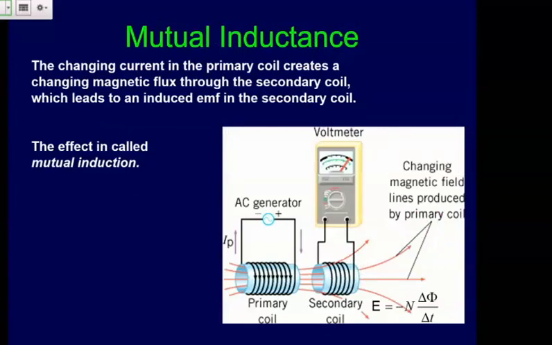The way these things work is this phenomenon called mutual inductance. Imagine you have two coils, like two solenoids, and an AC generator pumping current through one of them. Since it's an AC generator, it's constantly switching its positives and negatives, again 60 times per second, back and forth. So the magnetic flux through here is constantly changing.